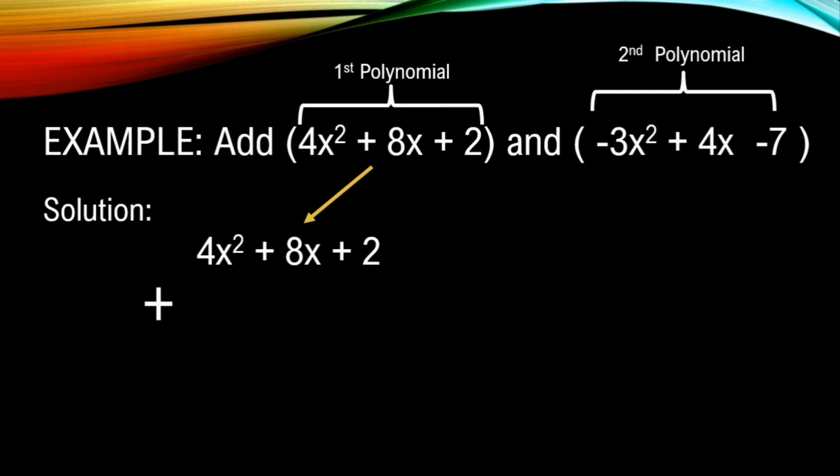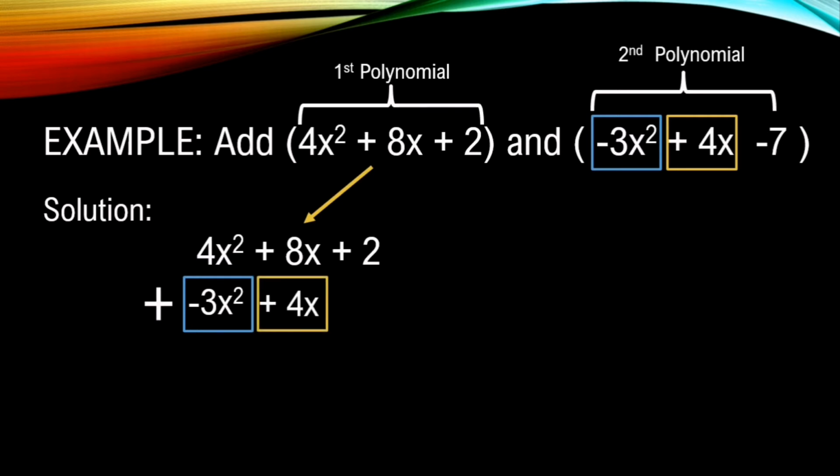And then, observe in our first polynomial, the first term. So that is 4x squared. Question, is there a term in our second polynomial that is similar to 4x squared? Yes, there is. We have negative 3x squared. So of course, we will place negative 3x squared under its similar term. Next, is there a similar term in our second polynomial that is similar to 8x? Yes, there is. We have 4x. So of course, we will place 4x under 8x.